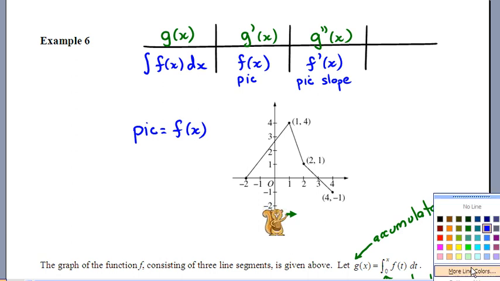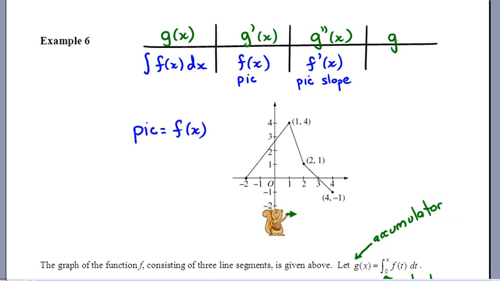Now, I don't think they're going to do it, but if they ask me about g triple prime, I would know what to do. I would know where to look. I would go and look at the picture and look for its second derivative. So that would be the picture's bend, right? Its concavity, the flex of the picture.